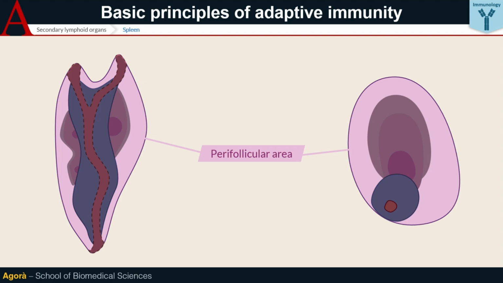From the central arteriole, the branches arrive in the perifollicular zone, which is actually the first entry point for cells and antigens. From here, they can come into contact with the white pulp and trigger the activation of the immune system, similarly to the lymph node. The blood is then collected in trabecular veins and flows out of the spleen.